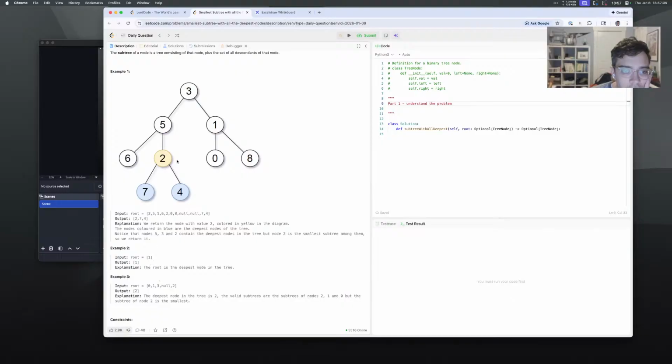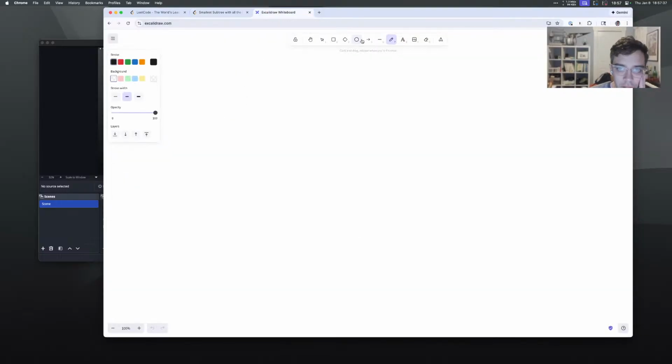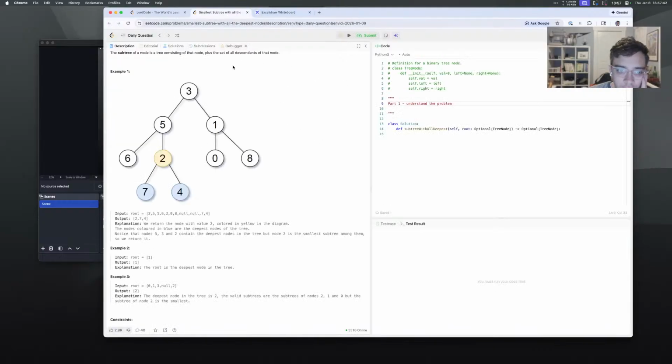So if there's just one node in the tree, that's the smallest subtree. Okay, so I guess that answers my question: if we pretended this 7 wasn't even there, would our answer just be 4? Because the subtree is just that node. There's only one node in level 3.